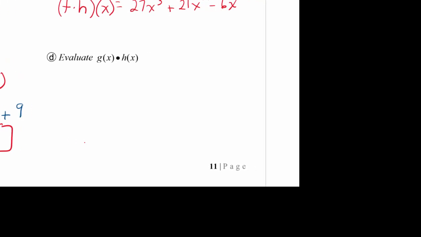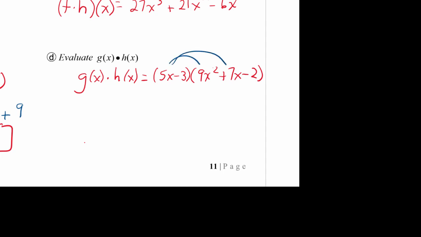In D, now we're going to multiply together g of x times h of x. So we're going to take the linear function, 5x minus 3, and multiply it times 9x squared plus 7x minus 2. And so we've got 6 terms to handle. So just be careful when you distribute that you end up with 6 terms before you're combining. So you have to be really careful because it's easy to miss a term.